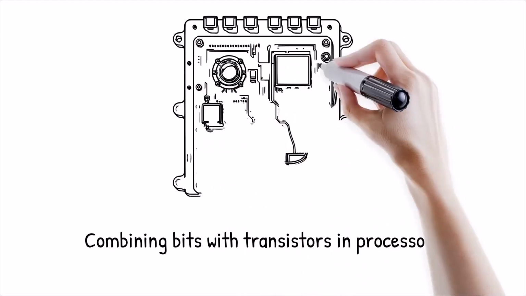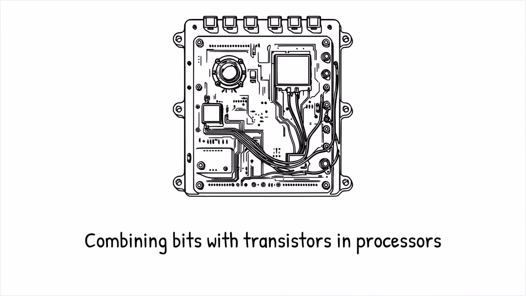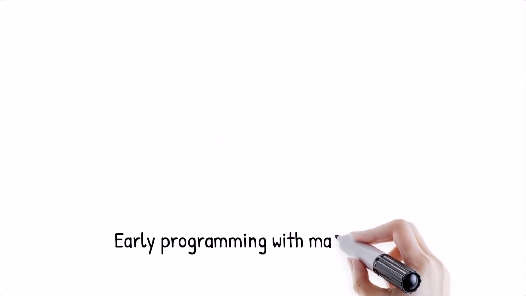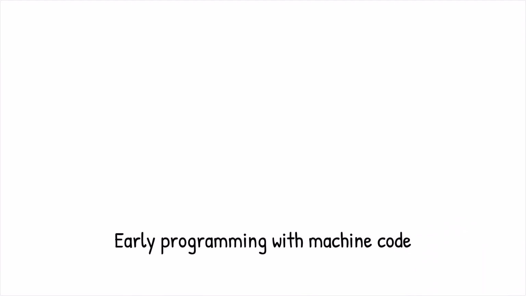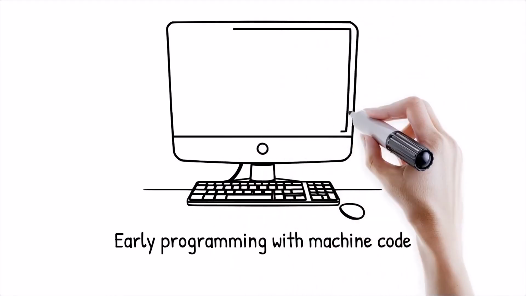These on-off states are controlled by tiny electronic switches called transistors. A transistor acts like a gate, allowing electricity to flow, representing 1, or blocking it, representing 0. Modern processors contain billions of these transistors packed onto a single chip, enabling the immense processing power found in today's devices. In the early days of computing, programmers used machine code, the lowest-level programming language consisting of pure binary instructions.